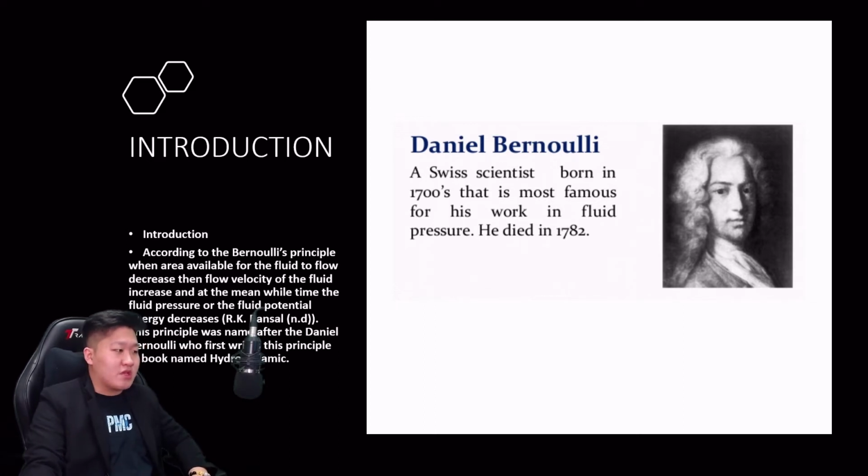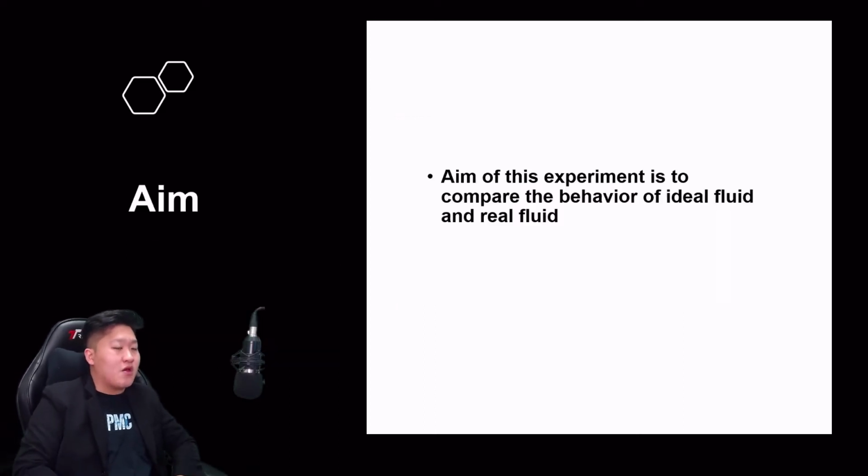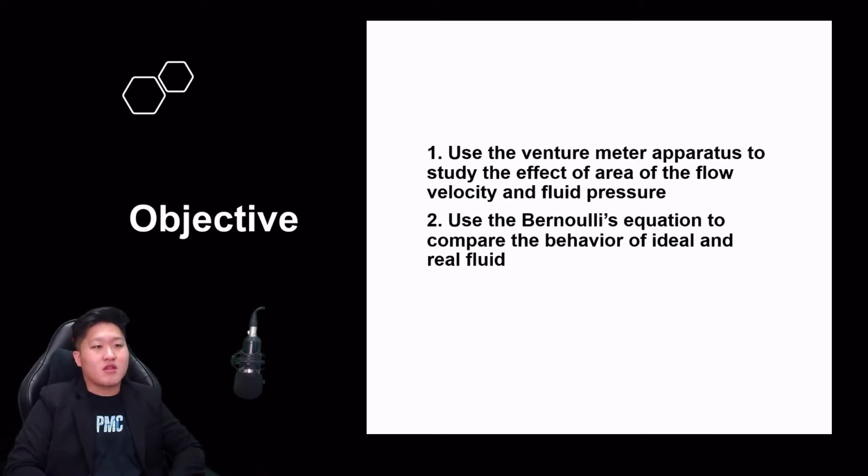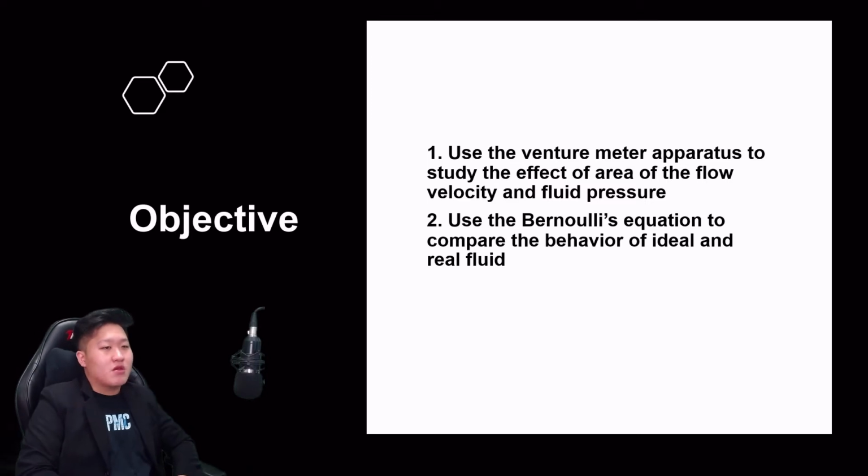So we proceed to the next one, which is the purpose of the experiment. The aim of this experiment is to compare the behavior of ideal fluid and real fluid. The next one is the objective. The first objective of this experiment is to use the venturi meter apparatus to study the effects of area on the flow velocity and fluid pressure. The second objective is to use the Bernoulli equation to compare the behavior of ideal and real fluid.